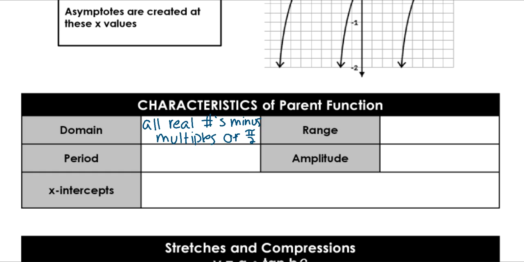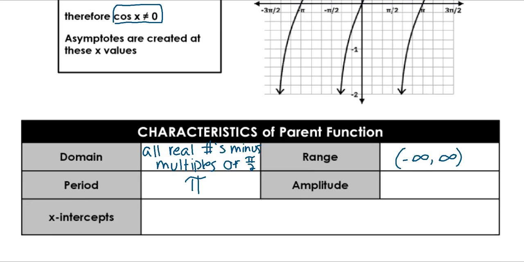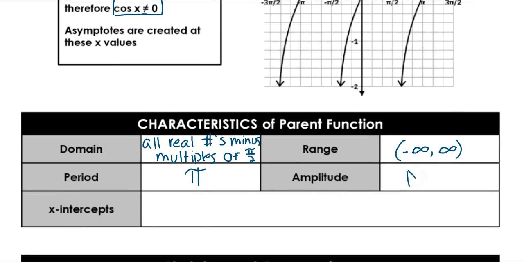So the range on this one, notice it goes down forever, up forever. So the range on this one is negative infinity to positive infinity. The period, so if we look at how long it takes to create one full cycle, it goes from pi over 2 to 3 pi over 2, or a length of pi. Now for tangent, since it goes up and down forever, there is no amplitude. Just because it goes up and down forever, so it doesn't have that height to take half of.